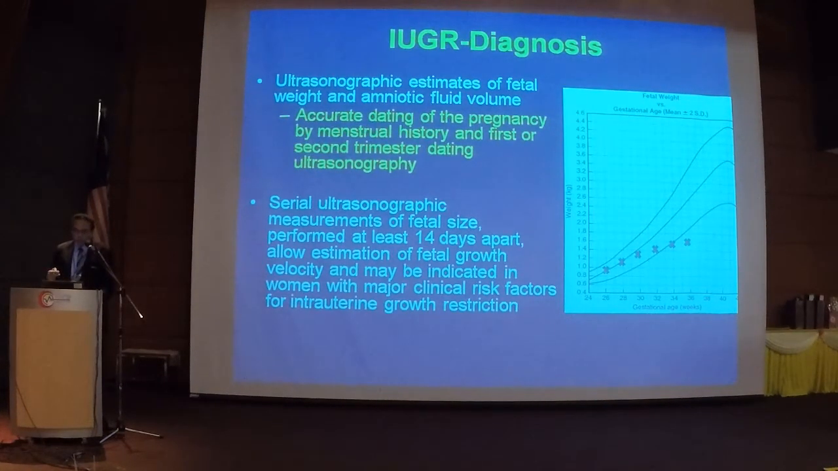So again, when you do an ultrasound, remember that apart from fetal weight, look at the amniotic fluid. Accurate dating is important, it's very vital, especially in the first and early second trimester. When I mention fetal weight, we are looking at different parameters: the head parameters, BPD, head circumference, AC, and also the femur length.